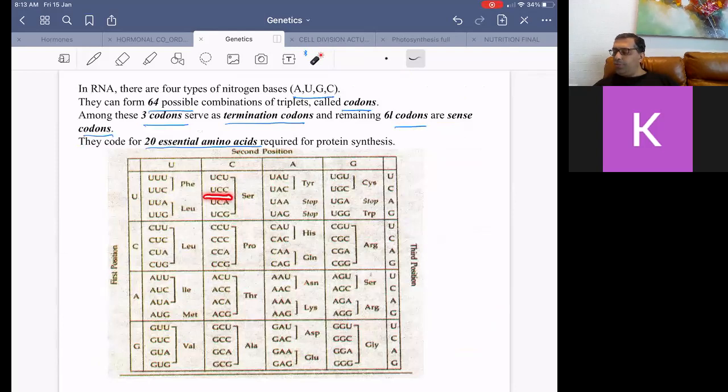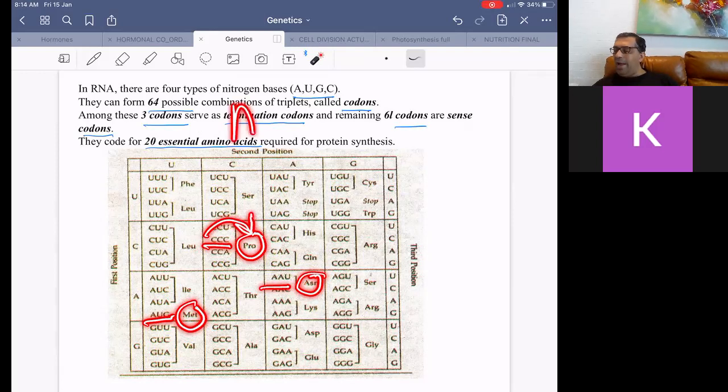UCC always codes for serine. UUU always codes for phenylalanine. AUG or GUG is for valine. GGG is for glycine. So that is specific. Every codon, CCC codes for proline, AUG codes for methionine, AUA codes for aspartame. That is specific. Every codon codes for a specific amino acid.